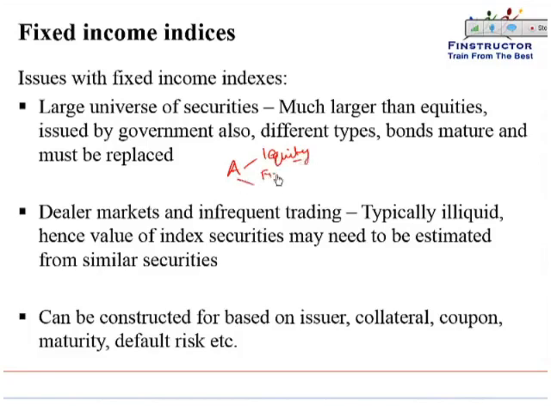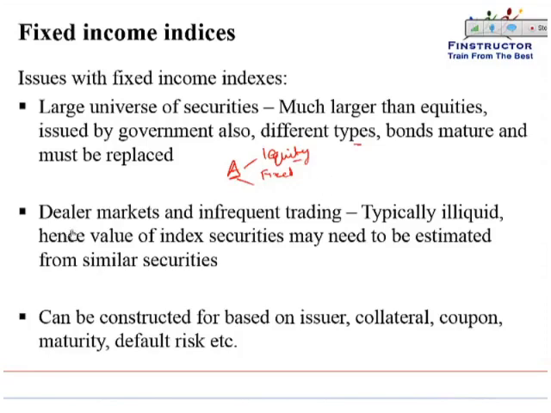But on the fixed income side, they may have many different bonds of differing coupons, differing maturities that may be issued by the same company. Hence, the universe becomes much larger. And governments don't issue equity, but governments also issue bonds. So there are different types of bonds, different maturities, etc. Hence, the construction and the calculation becomes more complicated.